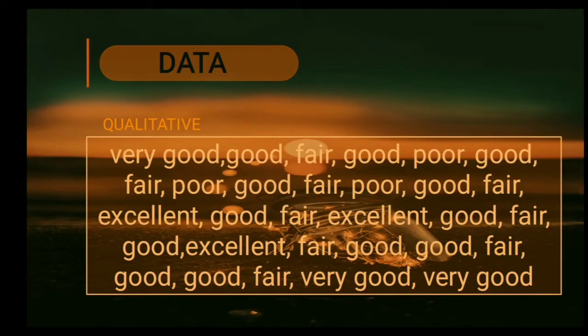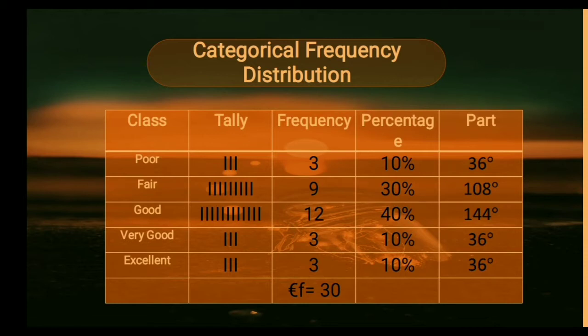This is the gathered data for the qualitative data using the categorical frequency distribution. In the categorical frequency distribution, the first thing we do is to write the classes, which are poor, fair, good, very good, and excellent. Then we are going to get the tally. In the tally, we will identify how many responded in each class.